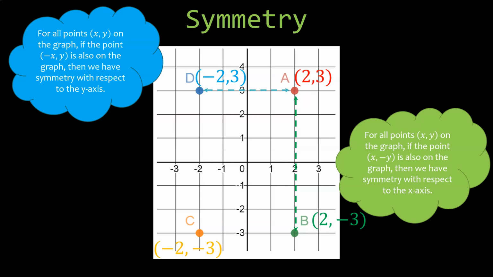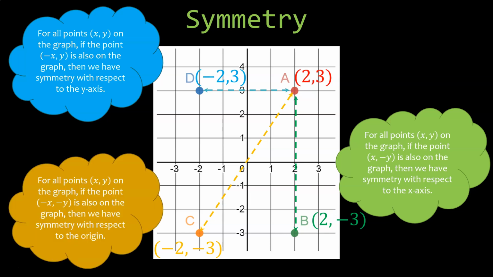Now let's look across to C in respect to point A. C is directly across the origin from A, and the coordinates of C are -2, -3, whereas A is 2, 3. So we say for all points (x, y) on the graph, if the point (-x, -y) is also on the graph, then we have symmetry with respect to the origin.